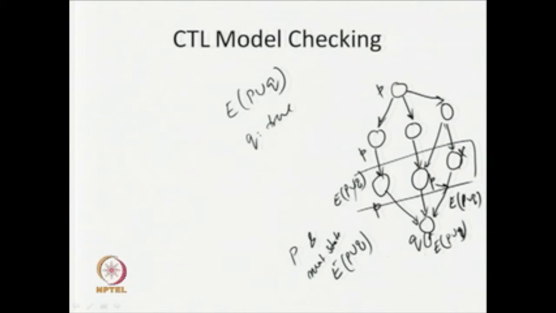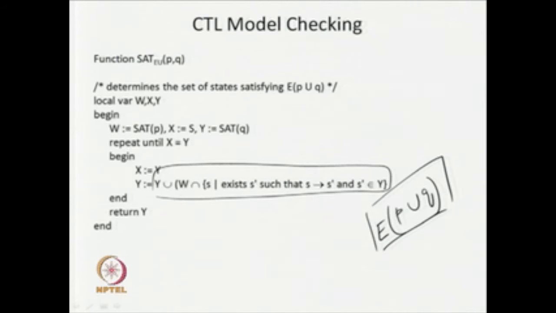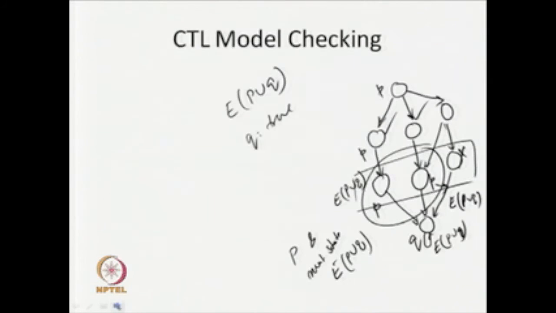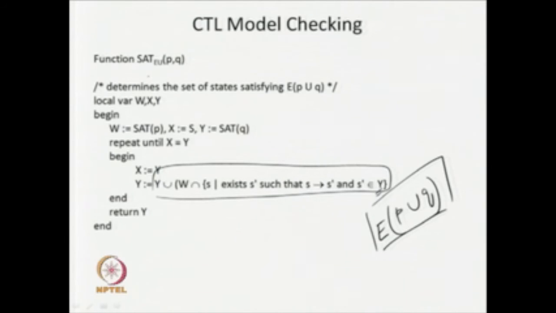Now, I am getting some more states, so we look for the predecessors of those new states. I get these two states, again with the same constraint that p must be true. So, W intersected with those states, where we must have a transition to some state of Y, the new set we are constructing. Again you will find that E p until q will be true over here, but it will not be true at that point. Now, when we come back to these, again E p until q will be true. So, this is the way we evaluate E p until q.